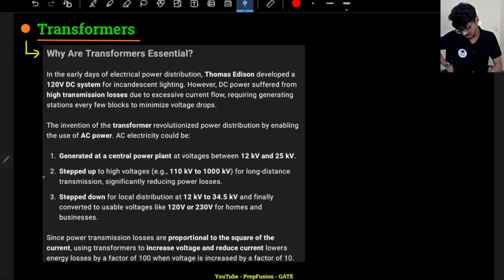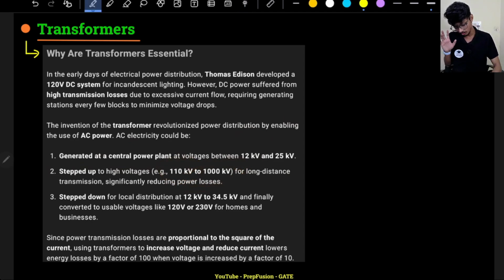But then what we do, we step up the voltage. If I step up the voltage to 110 kilovolt, ultimately what we want to do is transmit power. So let's say I want to transmit 1 kilowatt of power. There are two ways to transmit 1 kilowatt of power. Either you can make the voltage 100 volts. So how much current do I need to transfer?